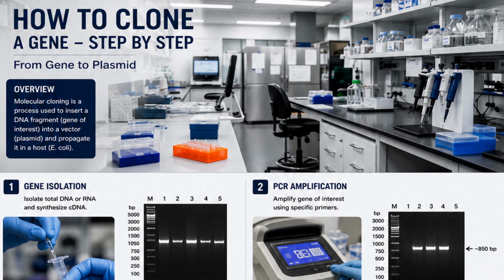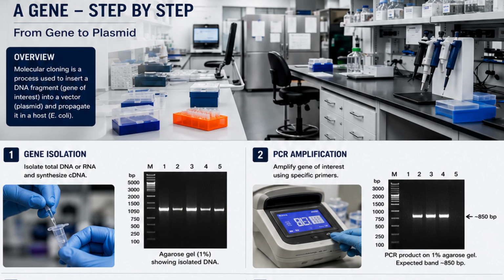Number one is gene isolation, where you either isolate genomic DNA or RNA from your source. In case you isolate RNA, then make sure to convert it to cDNA using reverse transcription. The basic purpose is to obtain the DNA sequence that contains your gene of interest. Next is PCR amplification, where you design gene-specific primers. Then you amplify the gene using PCR and run the PCR product on an agarose gel. The reason is to produce millions of copies of only the desired gene and verify the correct product size.